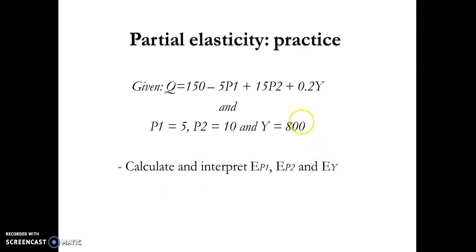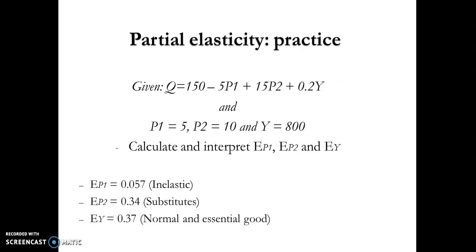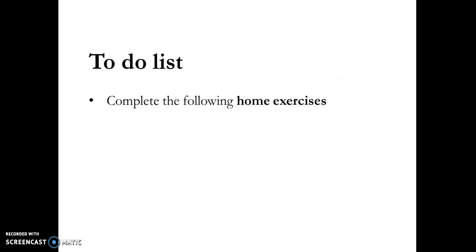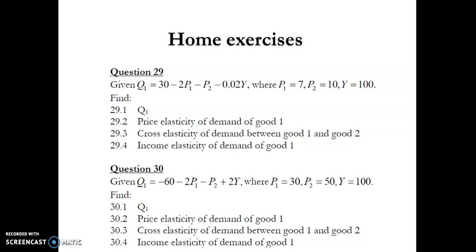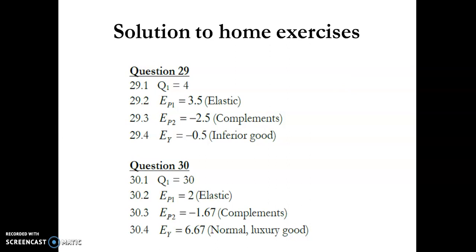Here, you are asked to calculate your price elasticity, cross and income elasticity, but the calculations are not given, just the answers and the interpretation. So please work through those. And then another couple of homework exercises from an exercise book, questions 29 and 30. Again, you're asked to first calculate Q1, then your price elasticity, then your cross elasticity, and then your income elasticity for both questions. And the answers are again given. So work through these examples as practice. And that concludes this week's work.